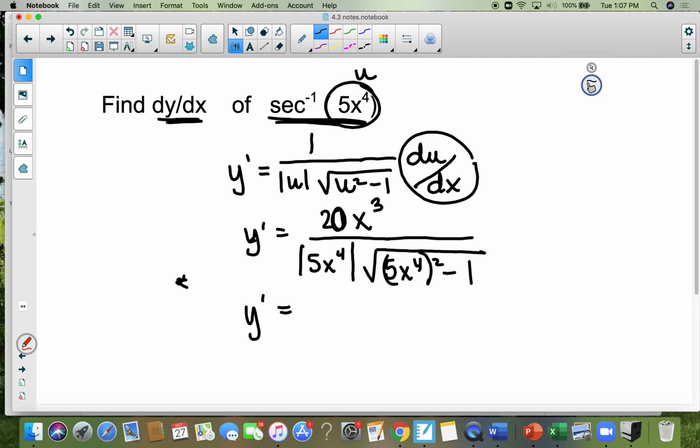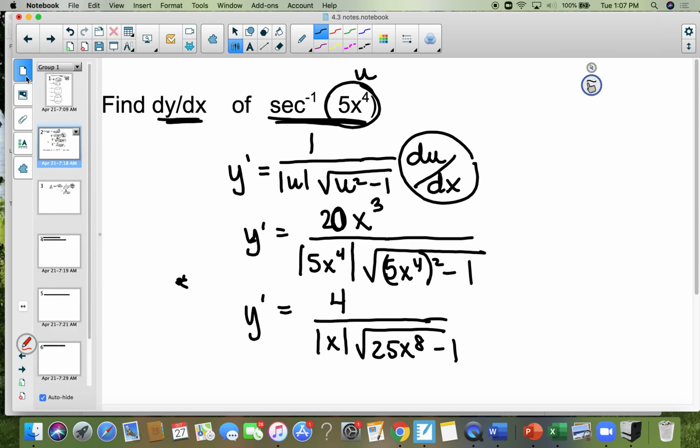5 can go into 20 4 times, and x to the 3rd and x to the 4th ends up just being an x, and you need to have the absolute value because this ends up being x to the 1st, so you need the absolute value, and then down here it's going to be 25x to the 8th minus 1. Final answer. Okay, the next one.